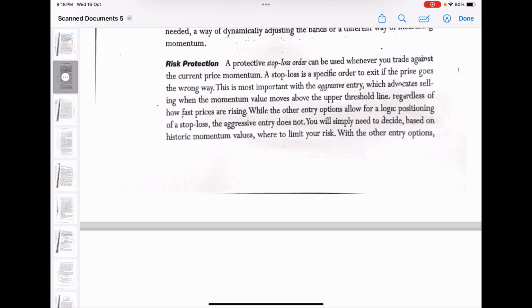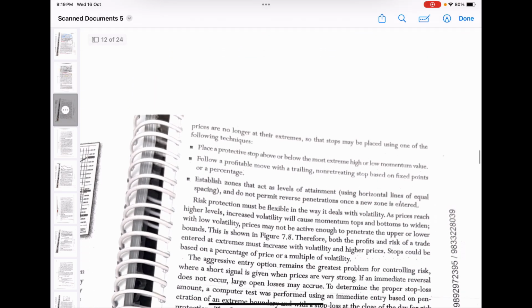While the other entry options allow for a logical positioning of a stop loss, the aggressive entry does not. You will simply need to decide based on the historical momentum value where to limit your risk. Now, if I combine momentum with, let's say, a candlestick pattern or any other method of trading, then I'll have a proper logic for where to keep my stop loss. So, whenever you're taking a trade based on a momentum indicator, make sure that you also have another confluence like a candlestick pattern or volumes or whatever, and keep your stop loss according to that and not just according to the momentum. Not just calculating the range of the momentum and keeping a stop loss. That will not work.